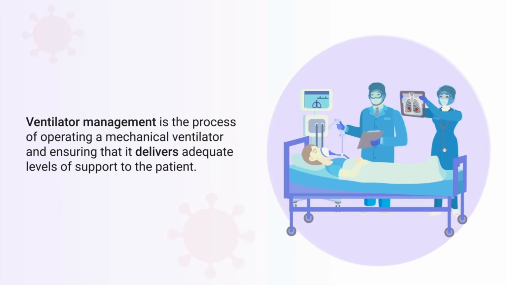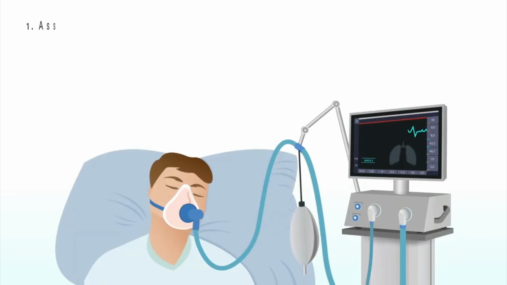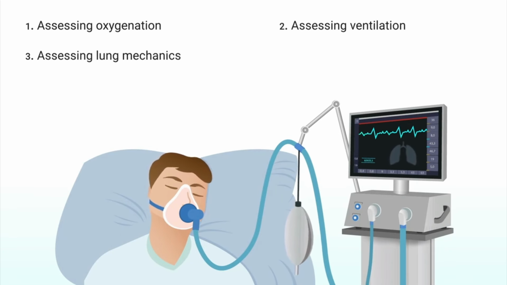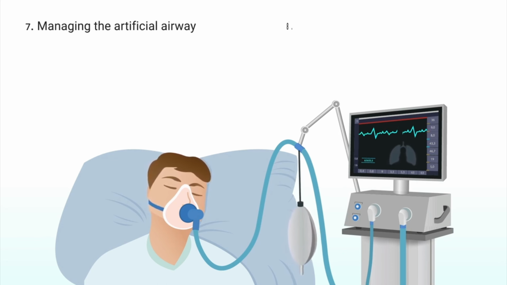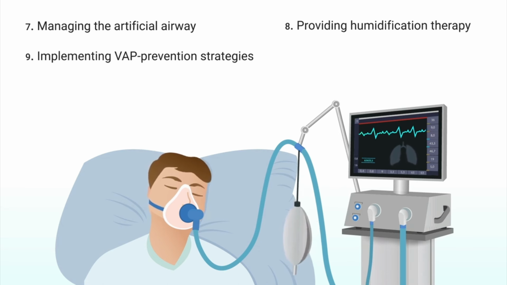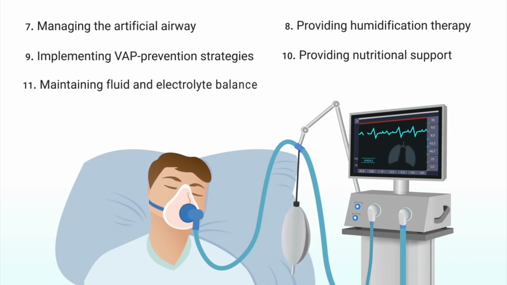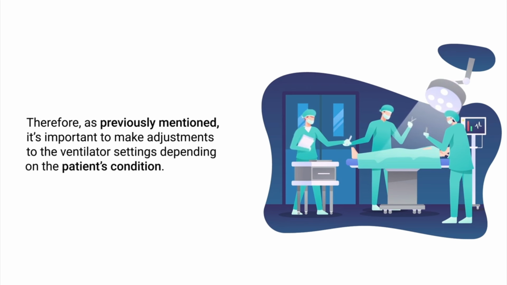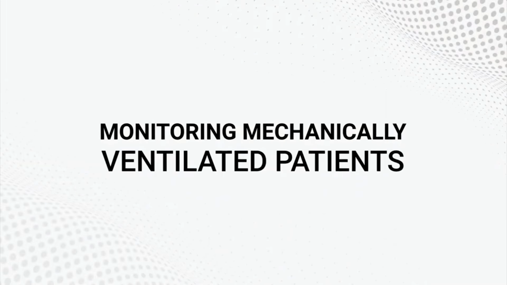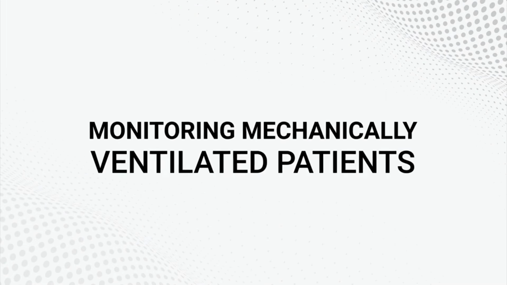Ventilator management is the process of operating a mechanical ventilator and ensuring that it delivers adequate levels of support to the patient. This includes assessing oxygenation, ventilation, assessing lung mechanics, adjusting ventilator settings, reviewing the patient's progress, managing the ventilator circuit, managing the artificial airway, providing humidification therapy, implementing VAP prevention strategies, providing nutritional support, maintaining fluid and electrolyte balance, and documenting the results. The primary goal of mechanical ventilation is to improve the patient's oxygenation and ventilation while minimizing ventilator-induced lung injuries. Therefore, as previously mentioned, it's important to make adjustments to the ventilator settings depending on the patient's condition. And another part of ventilator management is monitoring mechanically ventilated patients.